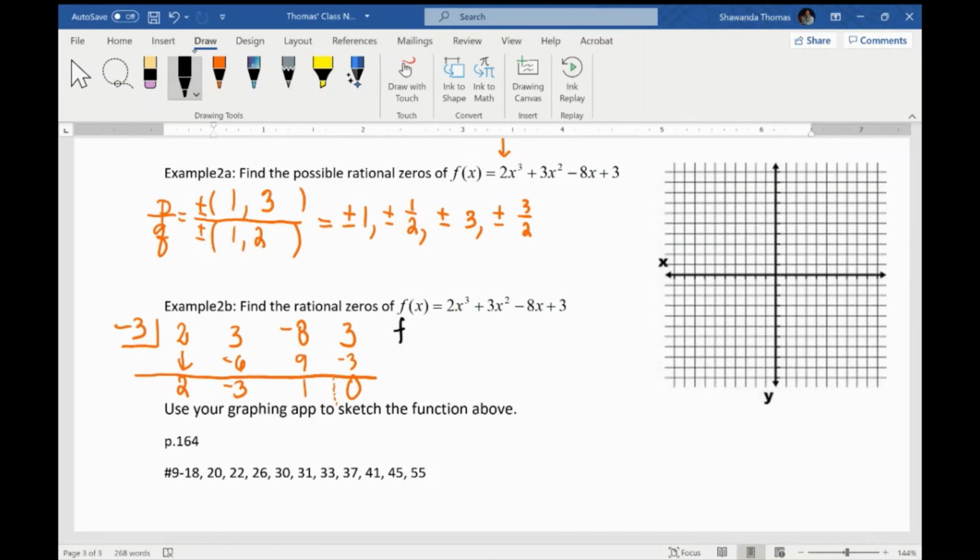Let's write what we have so far. We have f of x equals. Tell me one factor that we have so far. X plus 3, times what other factor will give us 2x cubed plus 3x squared minus 8x plus 3? 2x squared minus 3x plus 1. Very nice. Now that's a quadratic. Possibly we can factor it. Is it factorable?